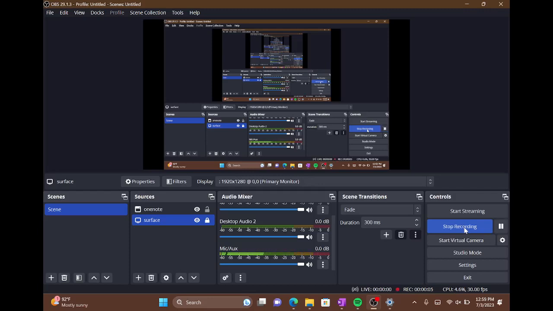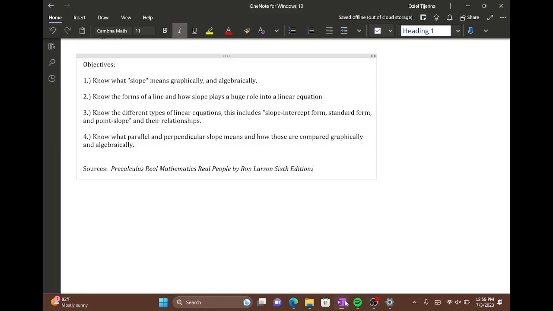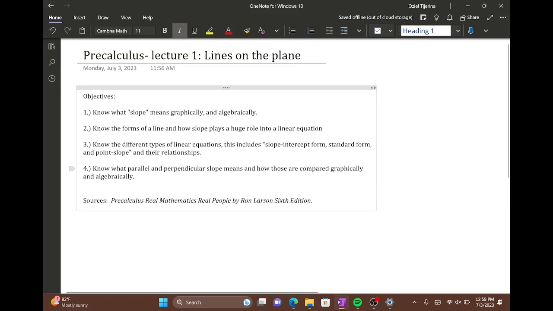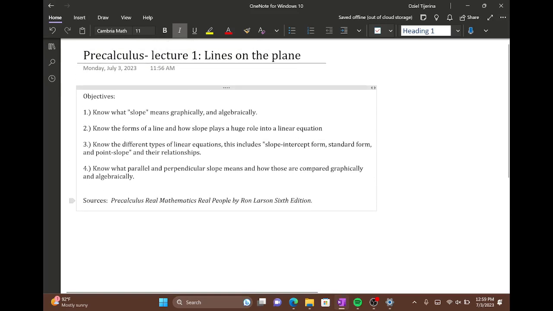So what I want to do in this video, and I don't usually do this, but I do want to do a kind of lecture over just linear functions, what lines on the plane mean, etc. I am using a book for this, only to kind of organize everything.